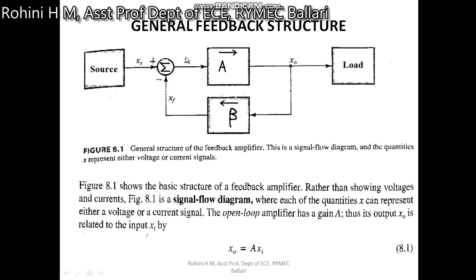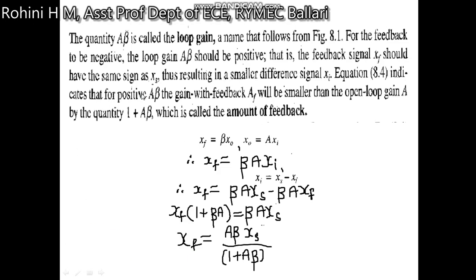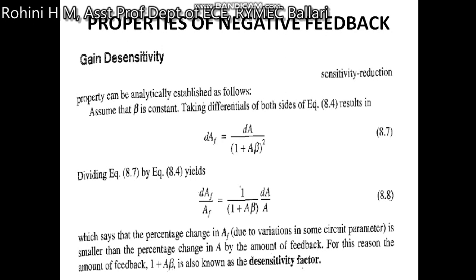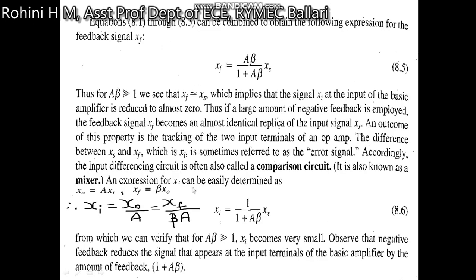So, the input differencing circuit: what is xi? xi is xs minus the feedback signal xf. So this circuit is also called a comparison circuit. Now we'll come back to the expression. We can determine xi easily by this expression.